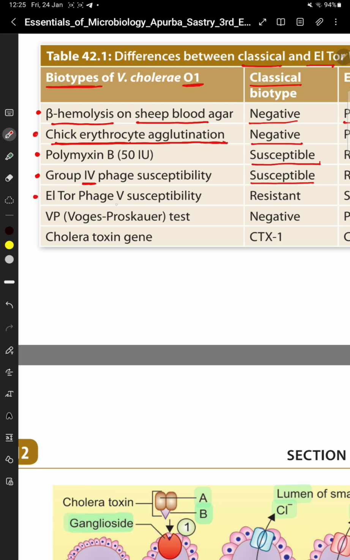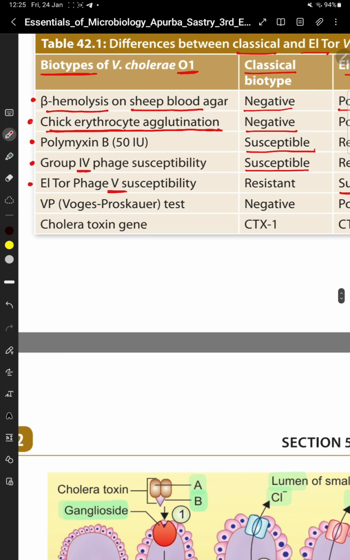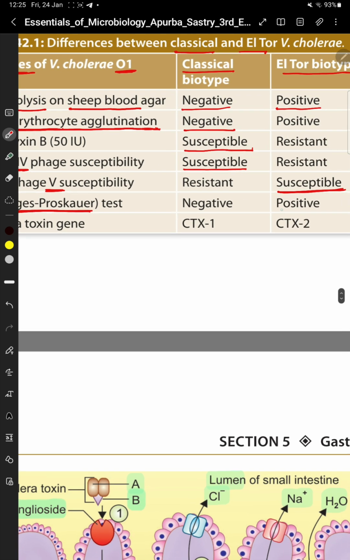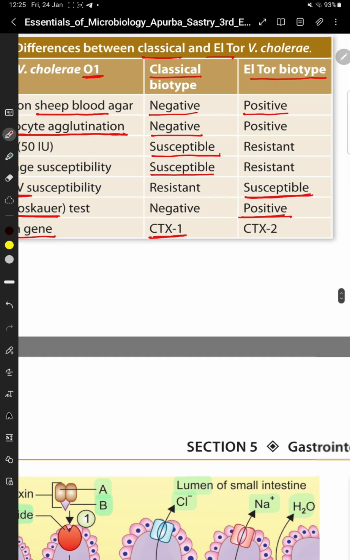Then El Tor phage 5 susceptibility. It is susceptible for El Tor. Okay, group 5 phage susceptibility will be susceptible for El Tor and resistant for the classical biotype. Then VP test, Voges-Proskauer test, it is positive for El Tor biotype. Cholera toxin gene, CTX1 gene for classical and CTX2 gene for El Tor.